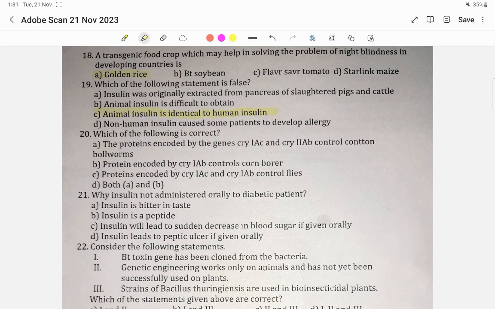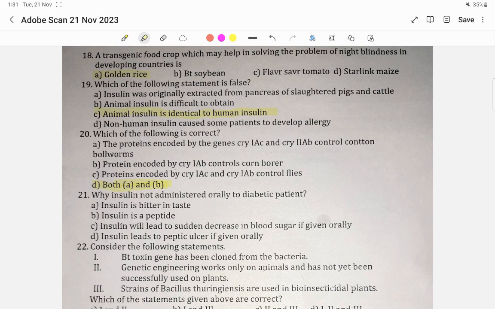Which of the following is correct? The proteins encoded by the genes Cry1AC and Cry2AB control cotton bollworms. Protein encoded by Cry1AB controls corn borer. Proteins encoded by Cry1AC and Cry1AB control flies. So here the options A and B are correct. For corn borer it is Cry1AB. For cotton bollworms it is Cry1AC and Cry2AB.